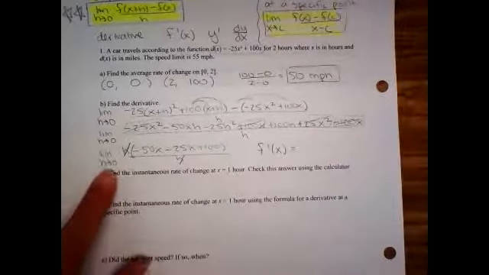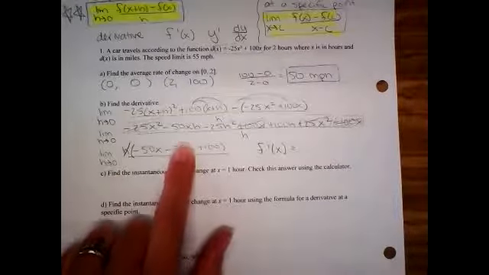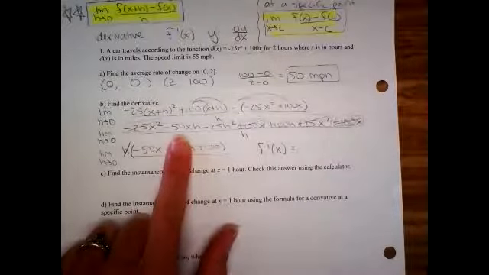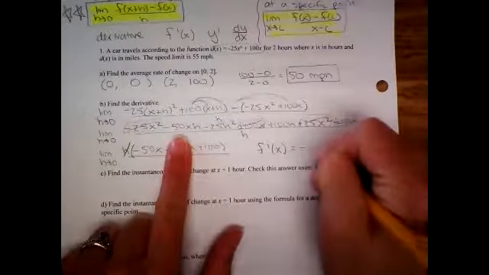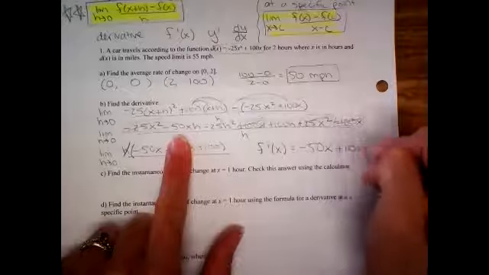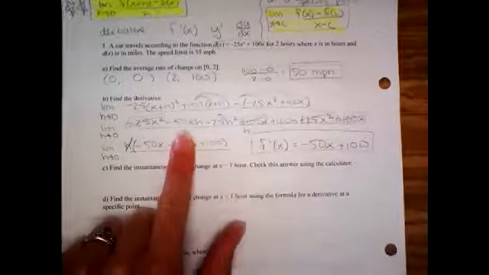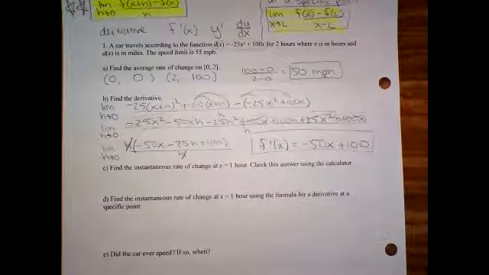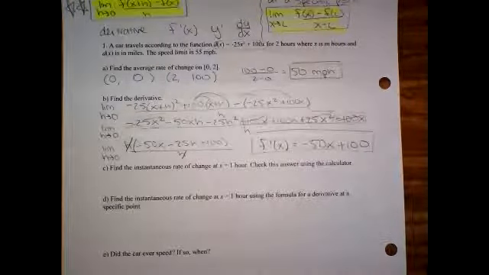You have to plug in 0 for h. So this minus 25h, that's going to go away because that'll be 0. And so your derivative is negative 50x plus 100. That is a general formula for the instantaneous rate of change. If you want the instantaneous rate of change at a particular value, you have to plug in that value.